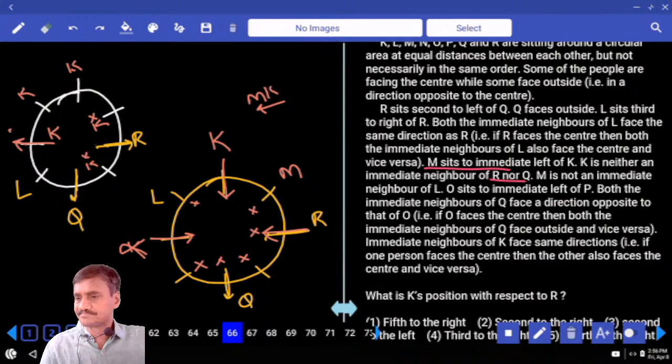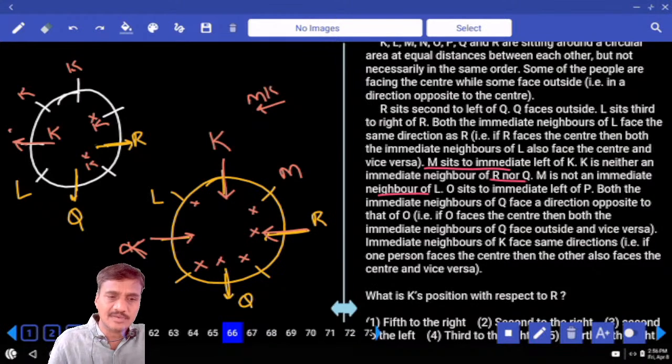Then next one. M is not an immediate neighbor of L. Hence M cannot be at this place. If K is here, M is here. K is here, M is here. Or K and M can be in these 2 places as well.